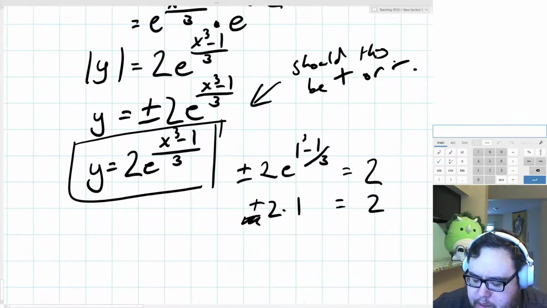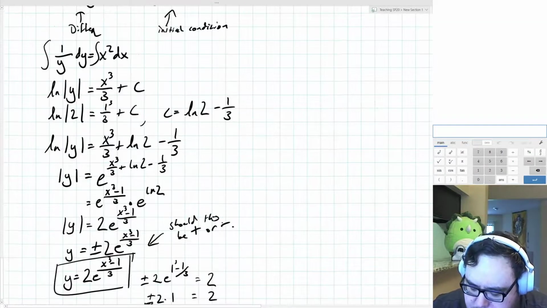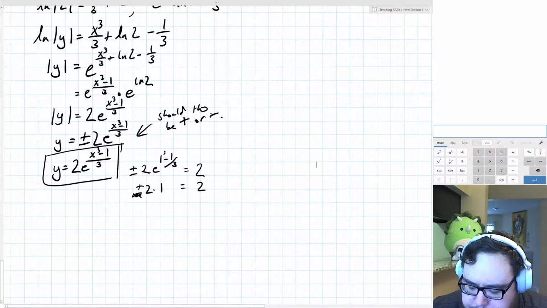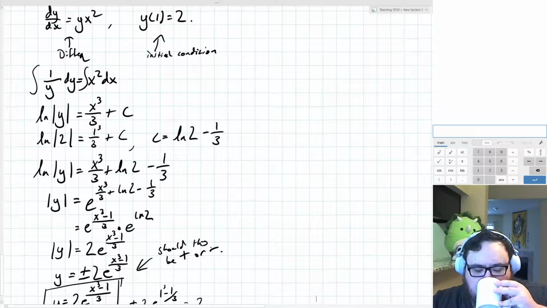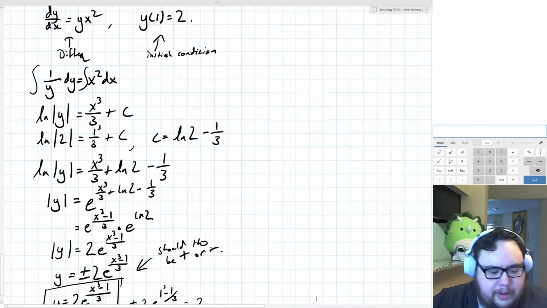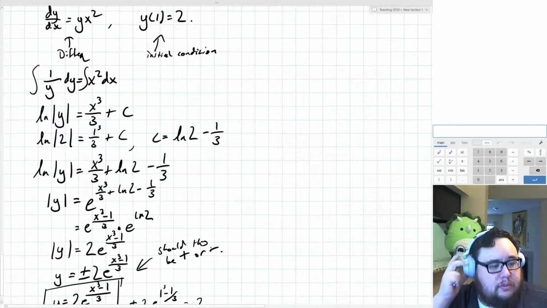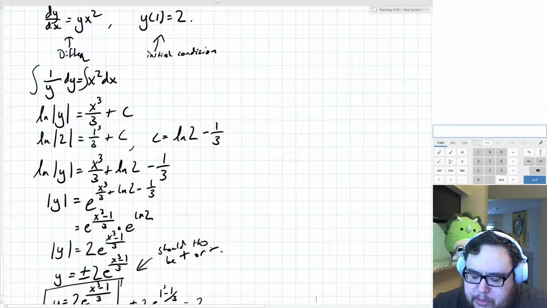That's the function that satisfies this differential equation where it passes through the point y of 1 is equal to 2. Any questions about this example here?